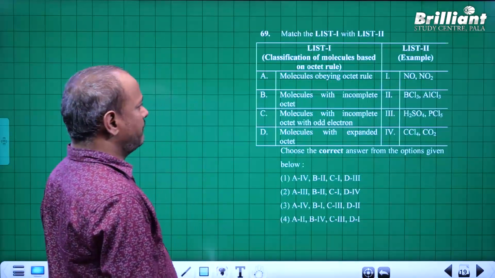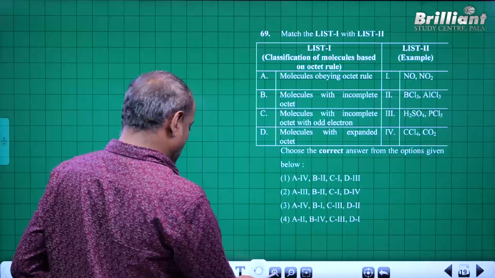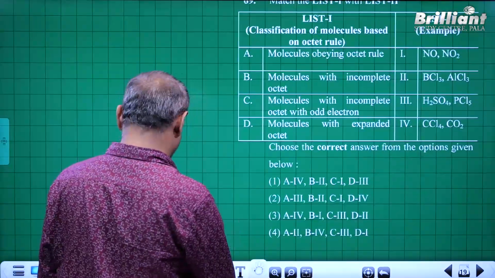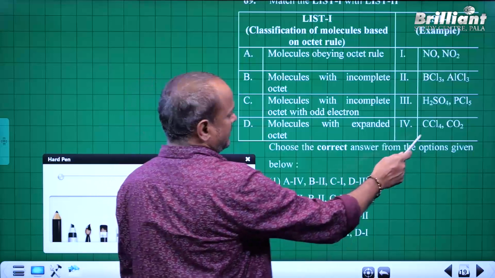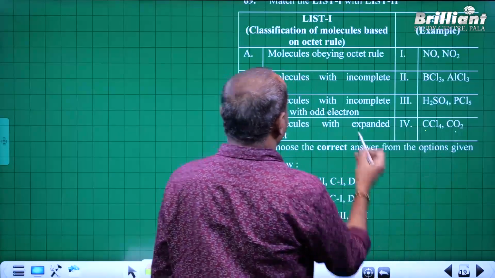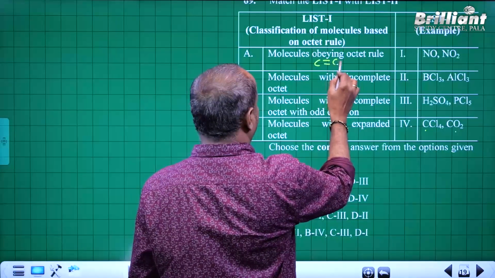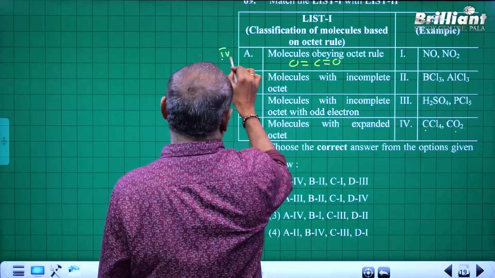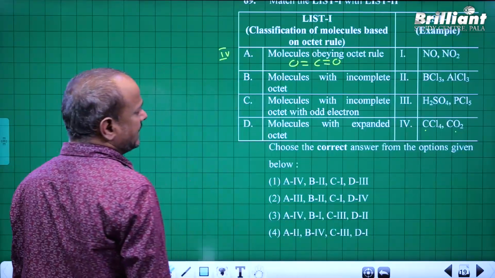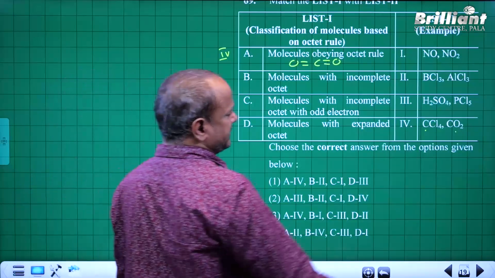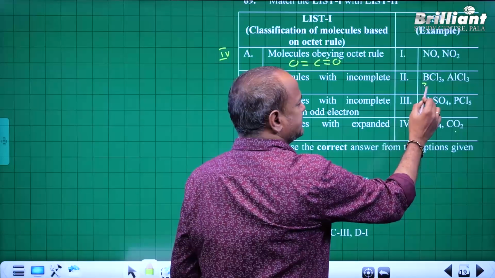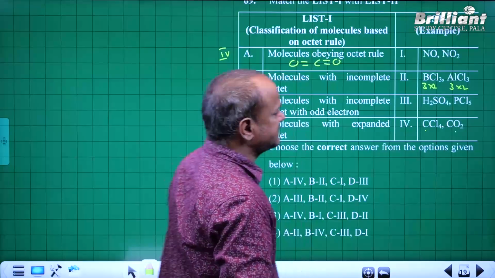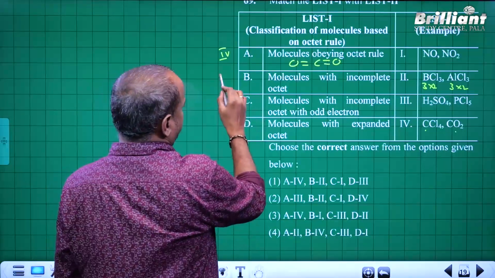Next one, molecules obeying octet rule, 8 electrons. CCl4, CO2, because in CO2, C double bond O, 8 electrons present. So A matches 4. Molecules with incomplete octet, deficiency: 3 bonds only. 3 bonds means 3 into 2, 6 electrons. So B matches 2.